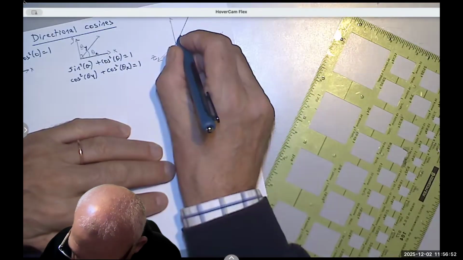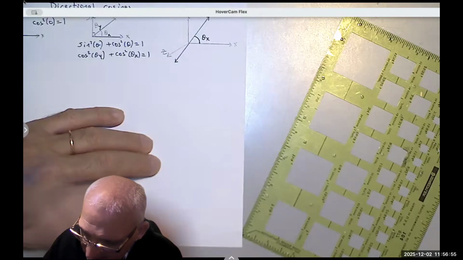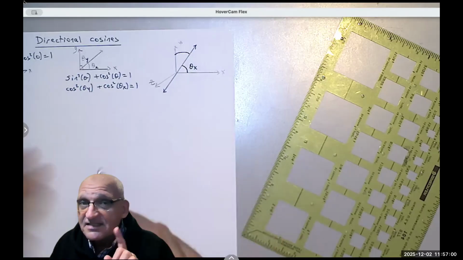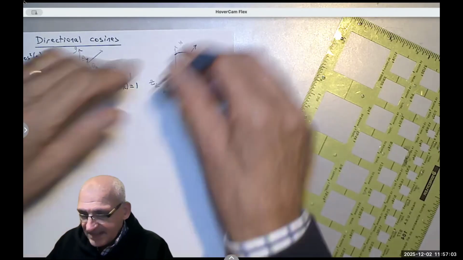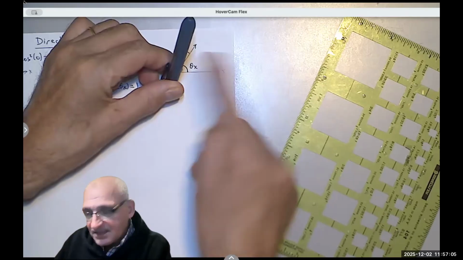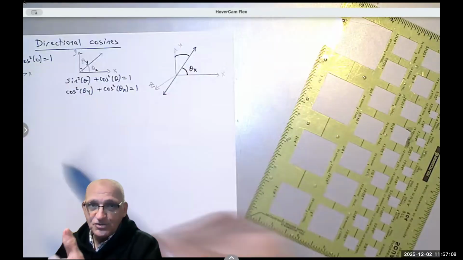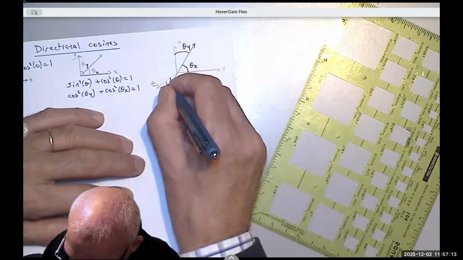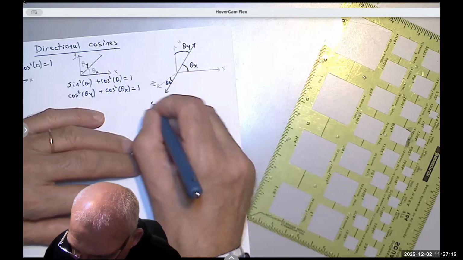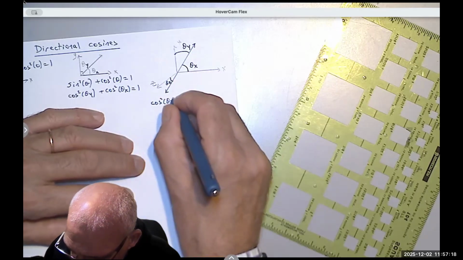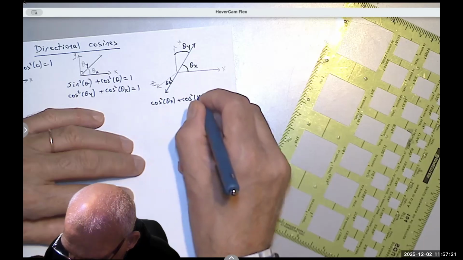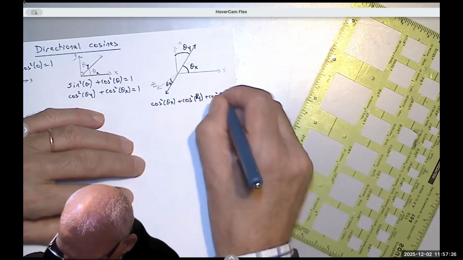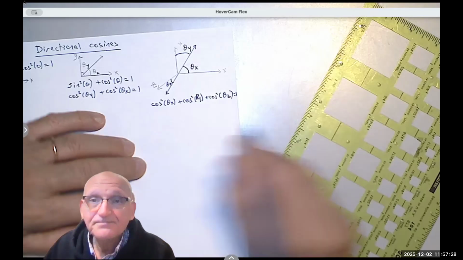But it makes an angle theta sub x with the x-axis, an angle theta sub y. Notice these are not in the same plane. So theta x and theta y don't add up to 90 degrees. This line is like that. So theta sub x is this angle, and theta sub y is that angle. They are in two different planes, as you can see. And theta sub z is that. The law says cosine square theta x plus cos square theta y, I'm sorry, theta y, plus cos square theta sub z equals 1.